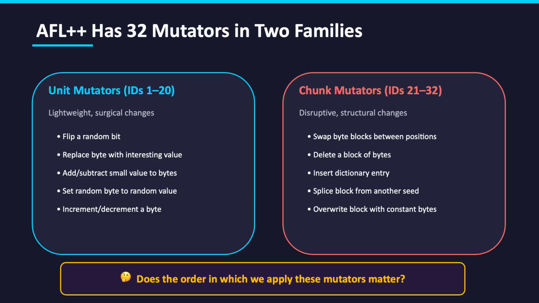Now here's a question I want you to hold in your mind. Does it matter if you apply a unit mutator first and then a chunk mutator, or a chunk mutator followed by another chunk mutator? Intuitively, you might think it does. A small tweak followed by a big restructuring is a very different operation than two big restructurings in a row. And that's exactly the intuition this paper formalizes and tests.